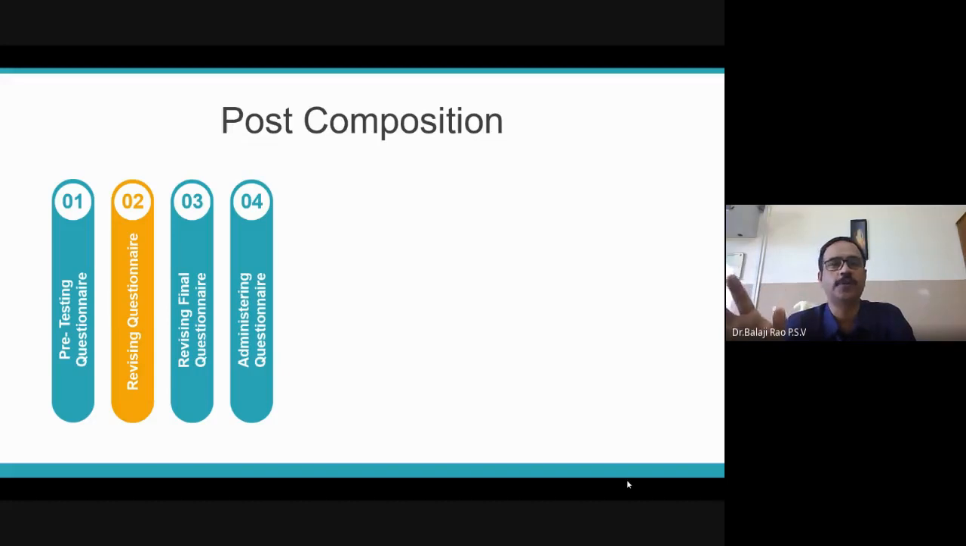Never ever compromise, because today the statistical tools are so well developed that with a small sample you can also interpolate it to a big sample size. But don't get into that kind of thing because of time constraints, or because your PhD time is lapsing or an extension is needed.